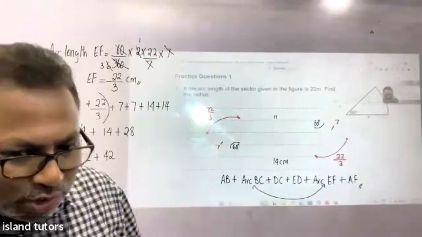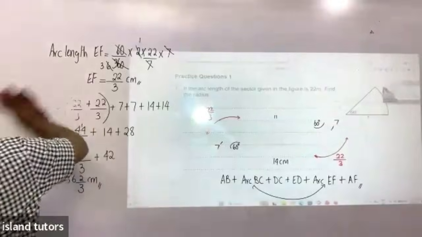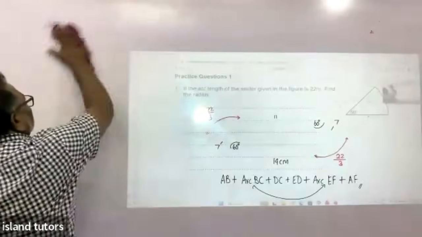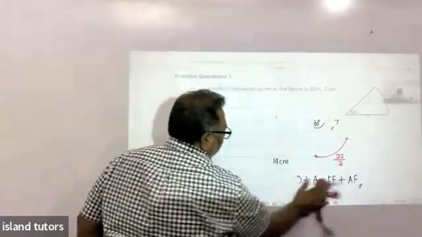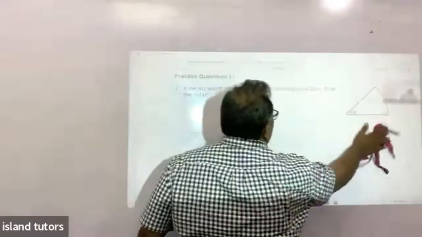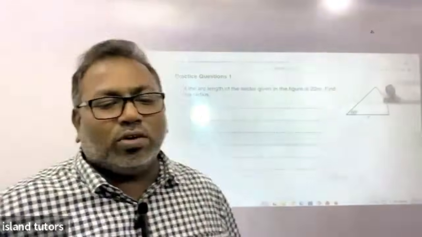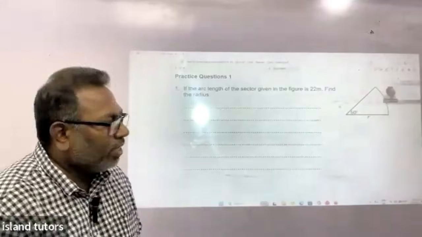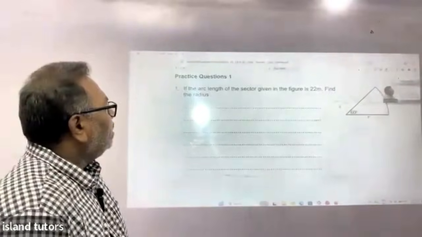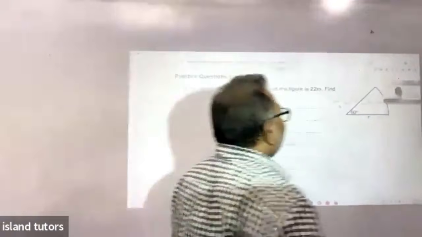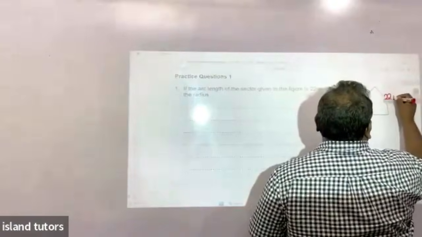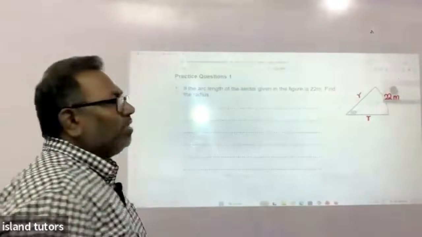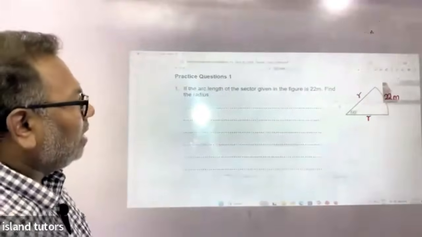We'll go through the practice questions quickly. These are the types of questions that you're going to face in your exams. If the arc length of a sector given in the figure is 22 meters, find the radius. So they're asking you to find the radius, and the arc length is already given.